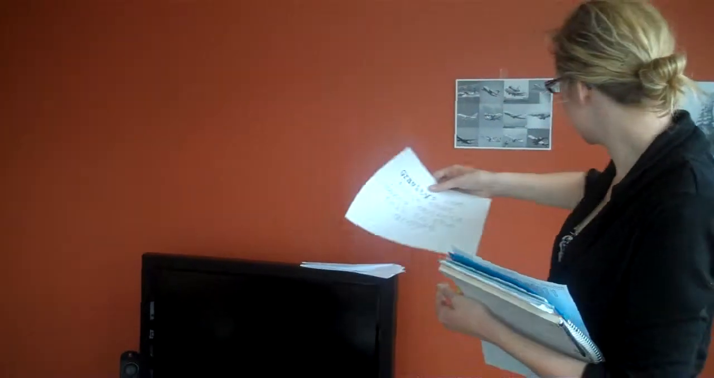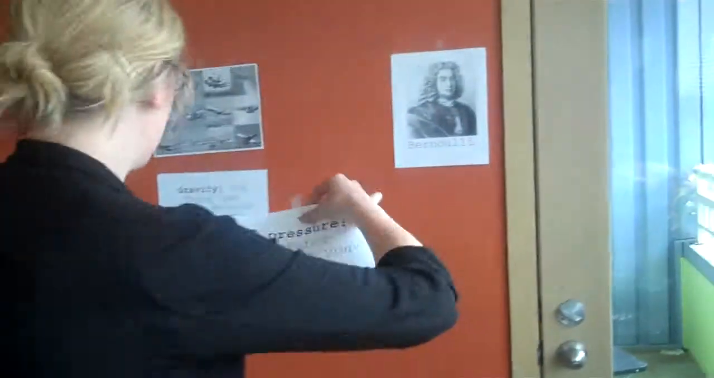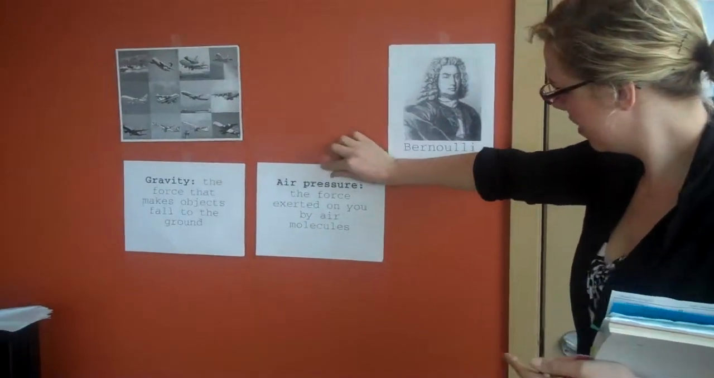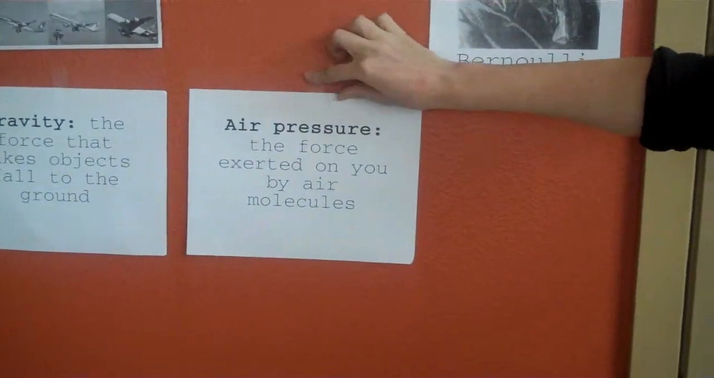The first one is gravity. Divya, could you read this definition for me? Gravity, the force that makes objects fall to the ground. Good. And Nani, could you read this second one for me? Air pressure, the force exerted on you by air molecules.